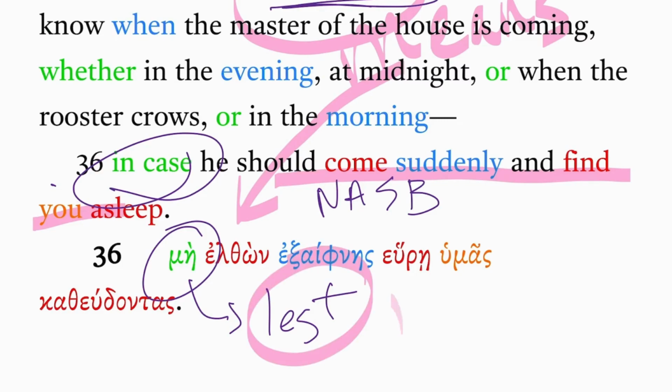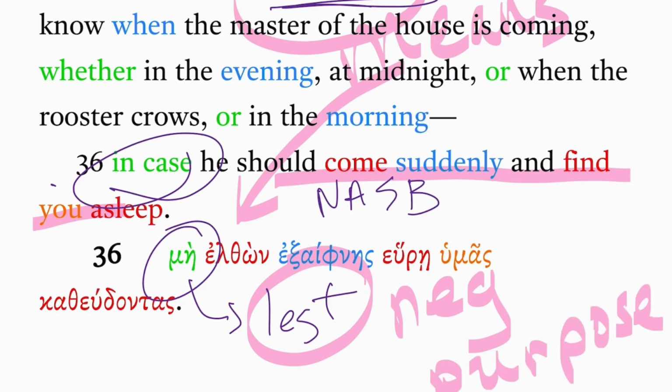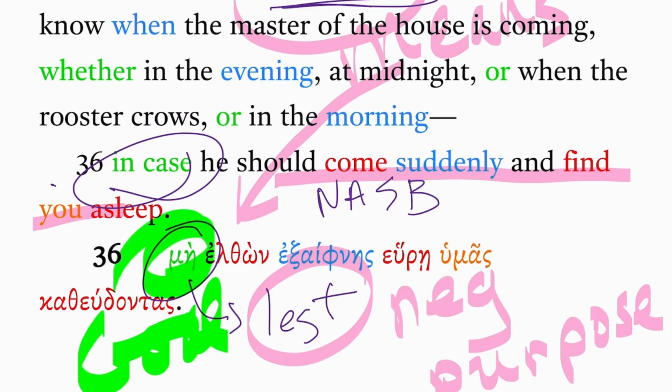So lest indicates negative purpose. That's one way to translate it here. So this is indeed the goal. The goal is not to be surprised, not to have the master come suddenly. And anyway, lest can be used to indicate a negative purpose, and lest is a translation, although it's a little bit archaic. Like we don't use that word in regular conversation too often, although I guess maybe sometimes we do.